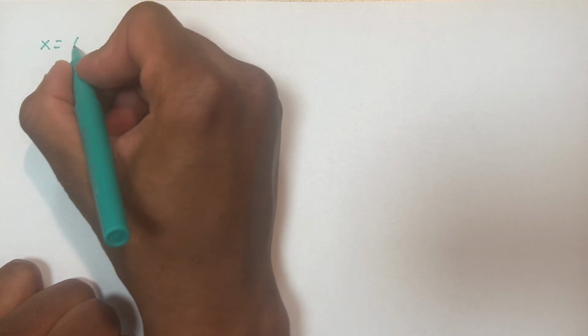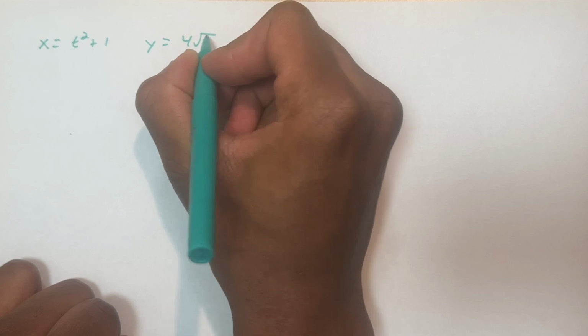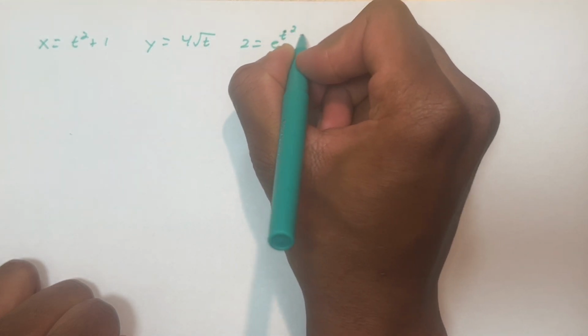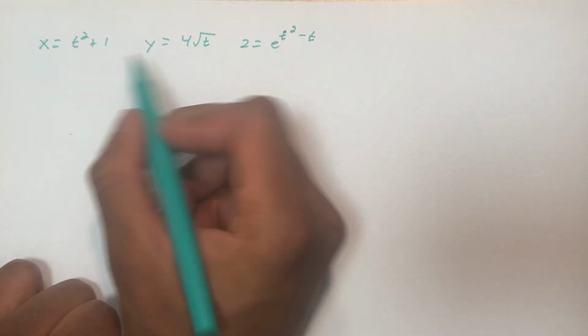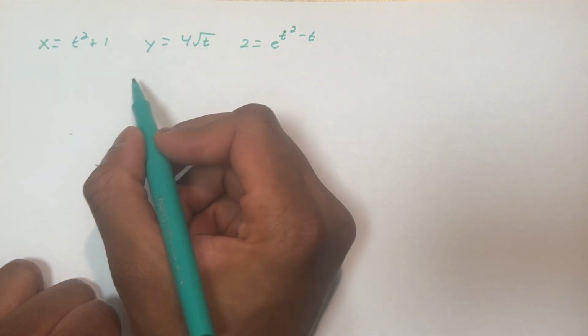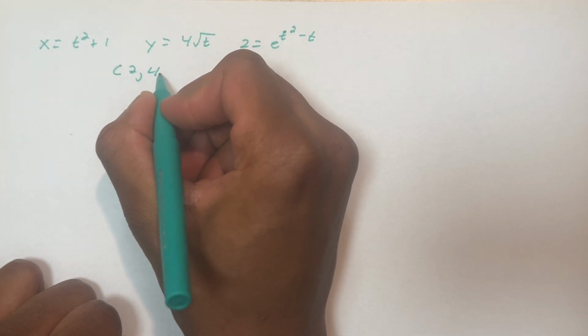So if we have the parametric equation x equals t squared plus 1, y equals 4 square root of t, and z equals e to the t squared minus t. If this is a parametric equation for a curve, let's figure out what line is tangent to this curve at the point (2, 4, 1).